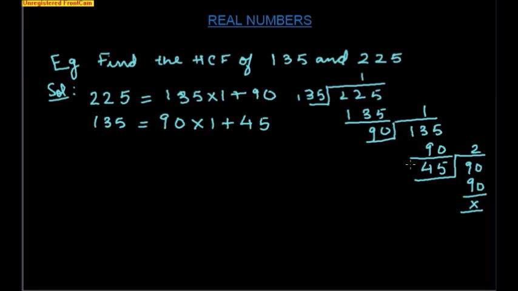As you can see, I am only writing this division in the form of the Euclid's division lemma. Now I write down 90 is equal to 45 into 2 plus 0, and this will always go on unless you get 0. So here 45 becomes the HCF.